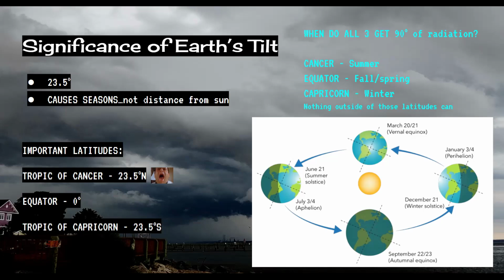It's tilted 23.5 degrees. Geometry is very cool, because that 23.5 degrees happens to be where we have certain latitudes that can achieve 90 degrees of radiation, so direct. I'm not going to get into the specifics, but that should make sense in terms of geometry. We have a 23.5 degree tilt, so it only makes sense that those degrees of latitude are the ones that could receive direct sunlight.